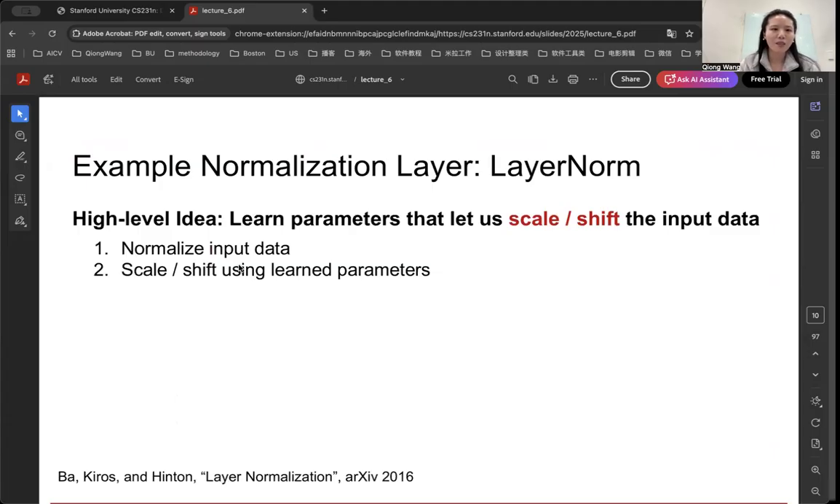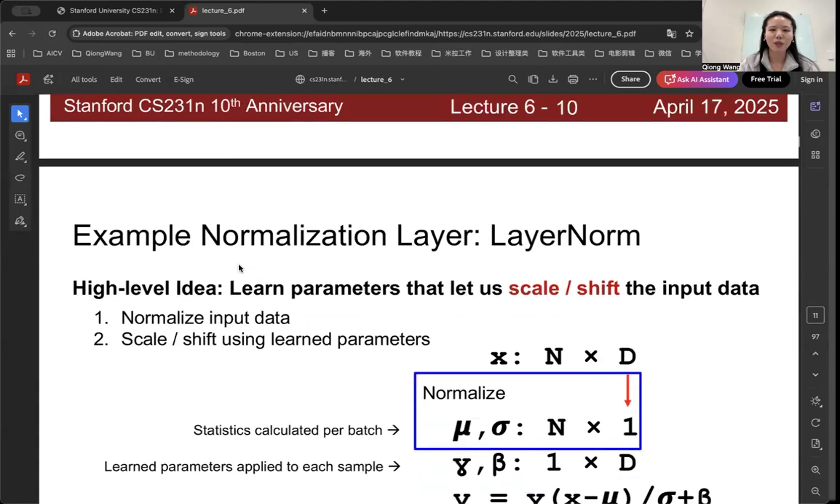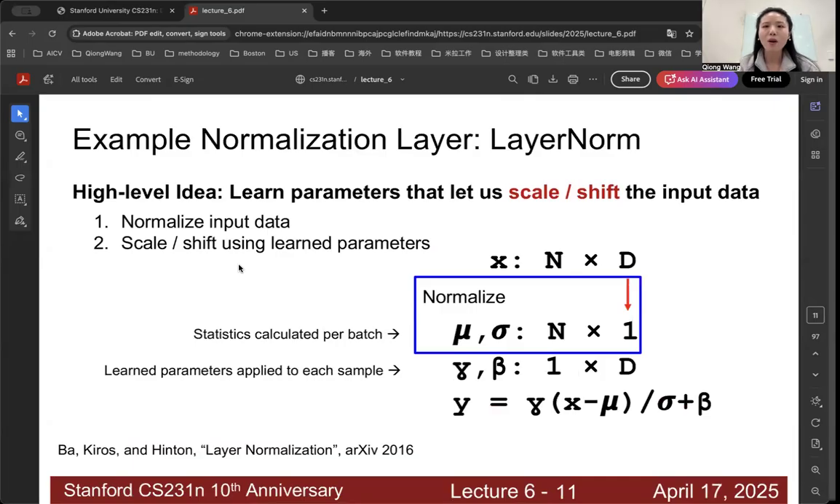The normalization layers are a high-level idea of learned parameters that let us scale the input data. This means we normalize the input data and scale it using the learned parameters. This is a very good way to make the networks more stable. One point we need to know is the difference between the normalization layers and image normalization. Image normalization, also called input normalization, we will talk about later in these slides. Let's have a look at the normalization layers.